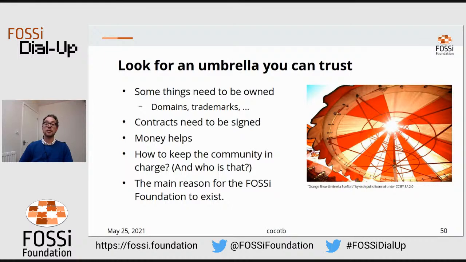Obviously the code, as it is out there, in Cocotb's case, is BSD licensed, so everybody's free to take it, distribute it, and upload it in a different GitHub repository. So the code is free to be used and distributed. But there are things that are owned by someone: domains, trademarks. These things need to be owned by someone.